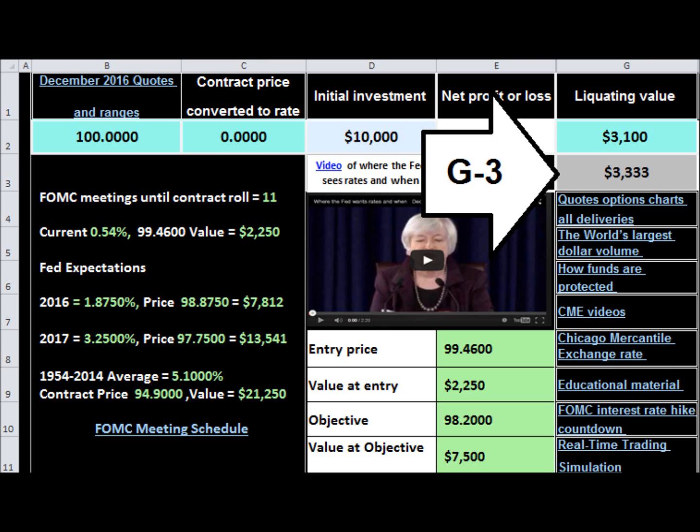In cell G3, I'm going to enter my deposit per contract. At 99.46, the total value of the position is $2,250. I'm trading with more than the contract value, $3,333, to ensure I don't have a margin call or debit balance. In fact, if the position does go against me, I could add positions to cost average my overall entry to a more favorable rate and price.